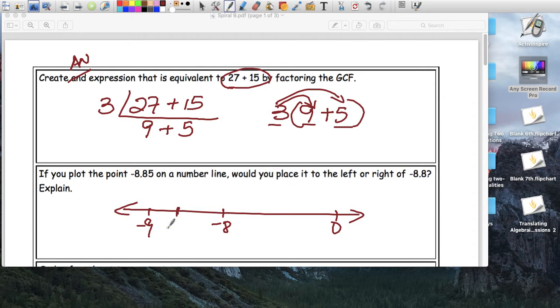So -8.8 or -8.80 would be about here, right? So if you plot -8.85, would it be to the left or to the right of this? Would it be on this side, or would it be on this side? Well, after -8.80, it would be -8.81, -8.82, -8.83, -8.84, -8.85. So -8.85 would be on that side, closer to -9, right? Approaching that side. So it definitely would be on the left side.